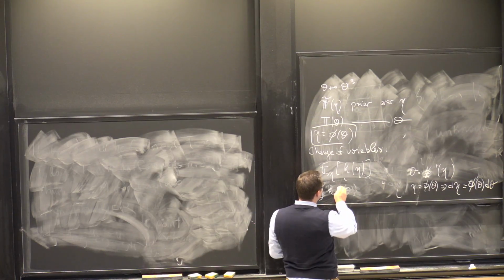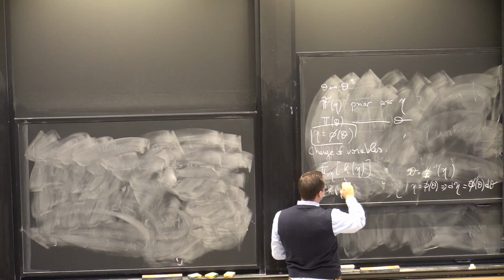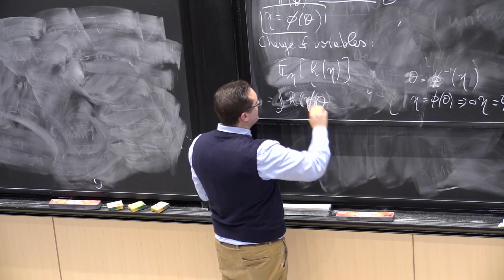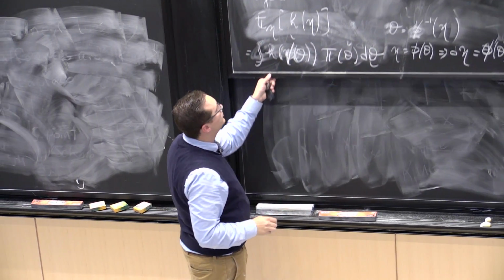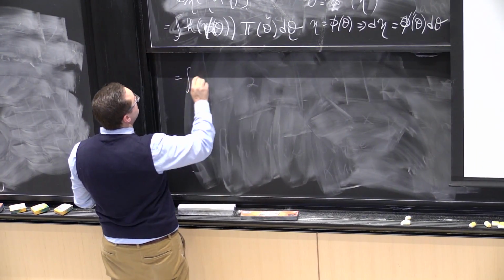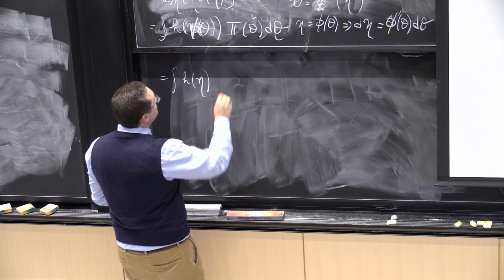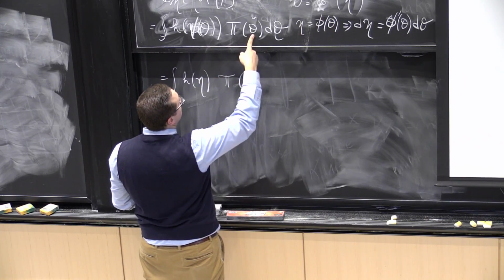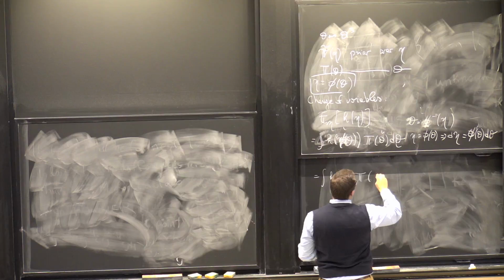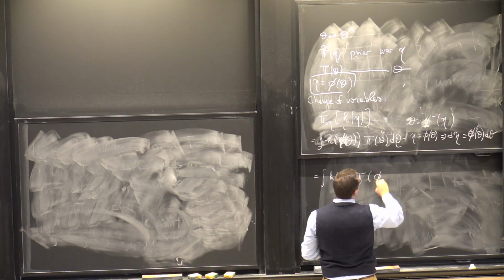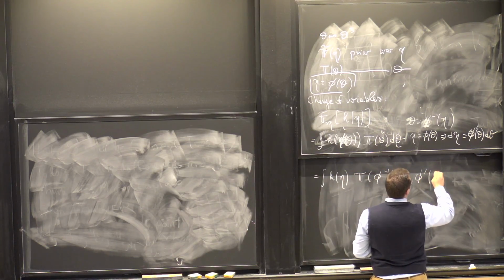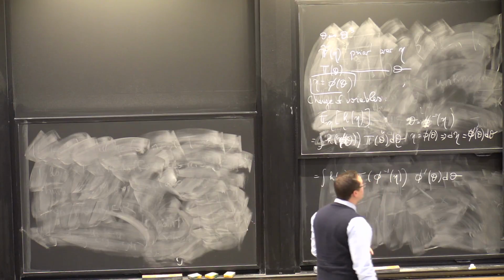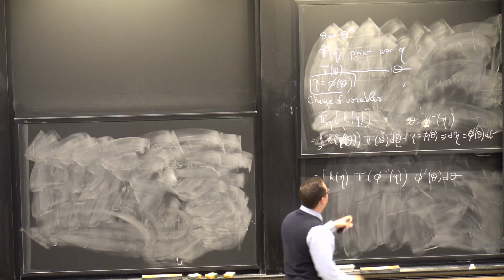So this is the integral of h of phi of theta, pi of theta, d theta. Now I'm going to do my change of variable. So this is going to be the integral of h of eta, and then pi of phi of, so theta is phi inverse of eta, and then d theta is phi prime of theta d theta, okay? And so what is pi of phi theta?